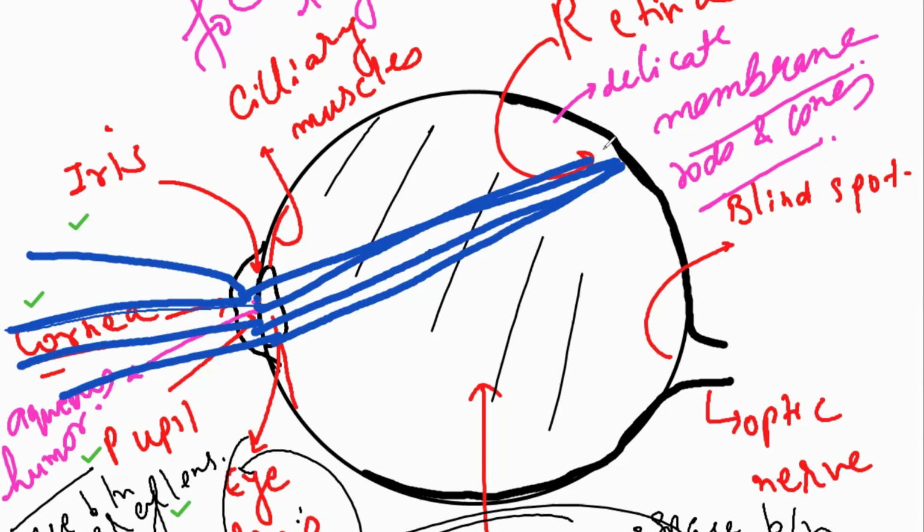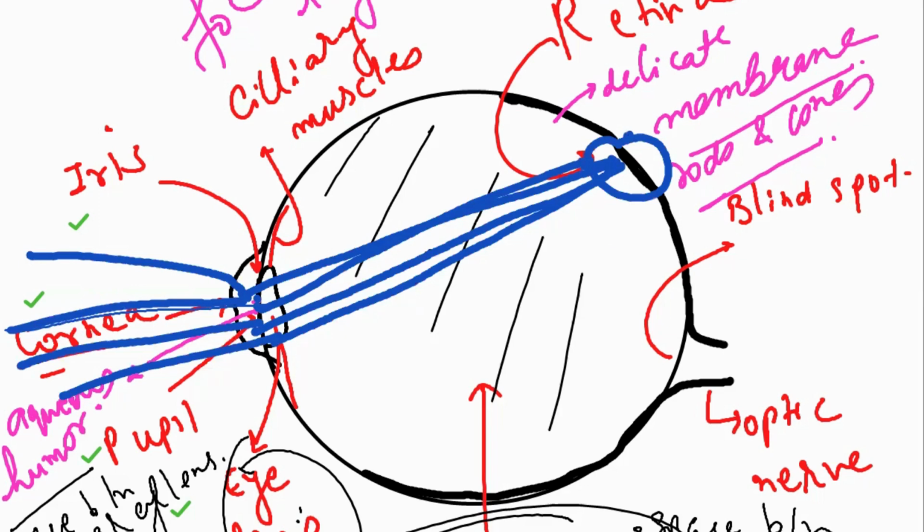So when it converges all the rays of light, a convex lens produces a what? Real and inverted image. So this image is formed where? This image is formed in the retina, where we have rods and cones to form the image. Rods and cones are what? These are the light sensitive cells. So these help to form an image.